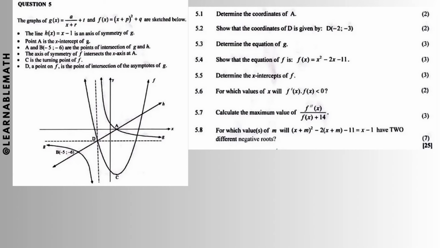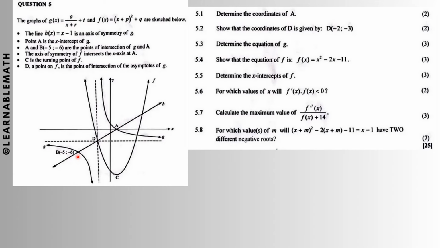Okay, question 5. So we are given quite a number of graphs. We have the graph of G, there it is, f of x, there it is. They are sketched below. We are given the line h of x, which is x minus 1, is the axis of symmetry of G. Point A is the x-intercept of G. We can see there that A is on the x-axis, so it's the point of intersection of the graph of G, as well as it's also the x-intercept of the graph of H there, if you check. So A and B are the points of intersection of G and H.